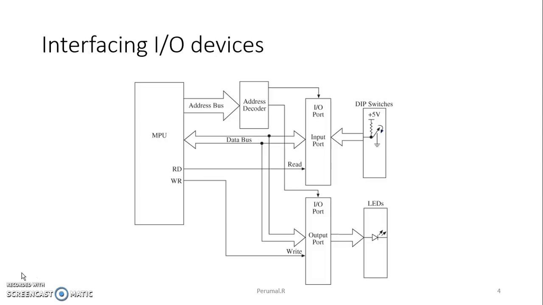So this is the basic block diagram explaining how I/O devices are connected to the microprocessor. How they are connecting is nothing else but through I/O ports. Here we have an input device and output devices. Your input device is a DIP switch and output device is an LED. DIP switch is nothing else but dual inline package switches, and LED is light emitting diode. Now the microprocessor and your input device, that is your switch, are connected through a port, that is the input port.